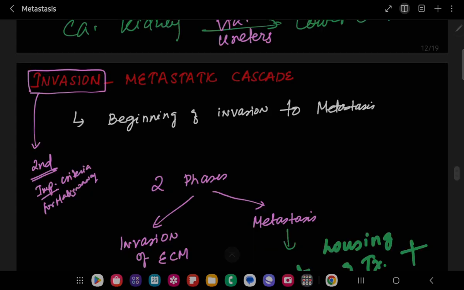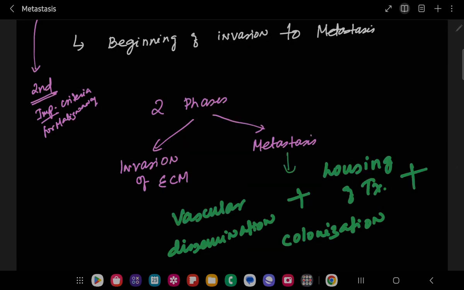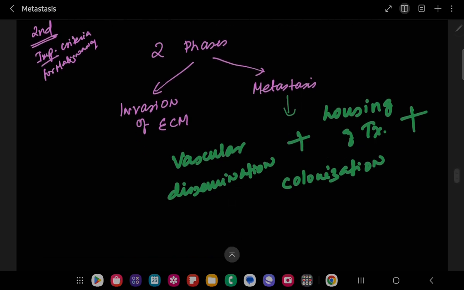Now the most important topic, right, that is asked in the exam, that is the invasion metastatic cascade. So this cascade includes the beginning of invasion to the metastasis, and remember the invasion is the second most important criteria for malignancy. So we are dividing this cascade into two phases. The first is the invasion of the extracellular matrix and second is the metastasis. So this metastasis includes vascular dissemination plus homing of the tumor cells and colonization.